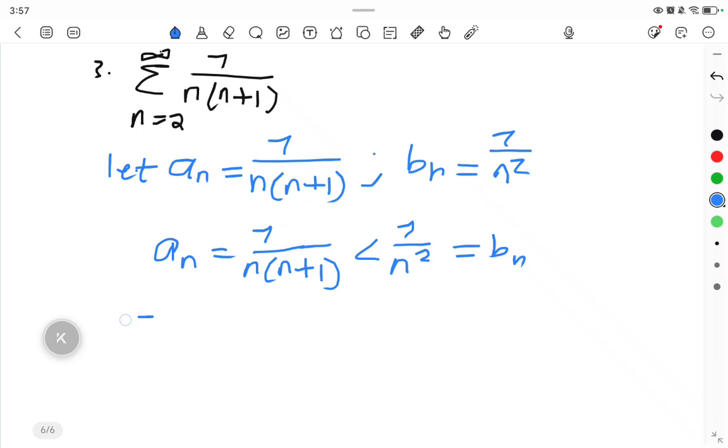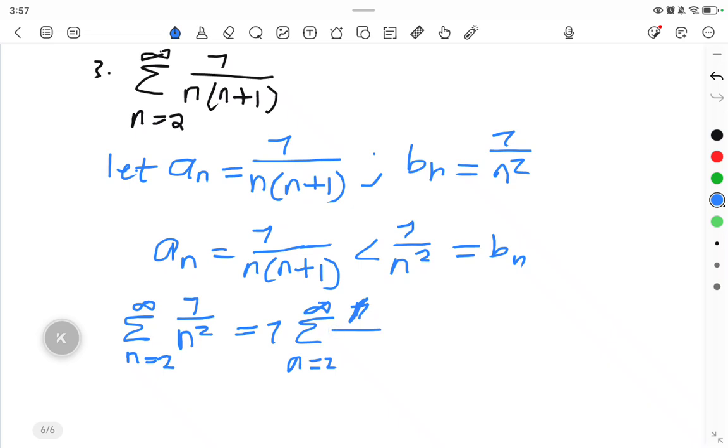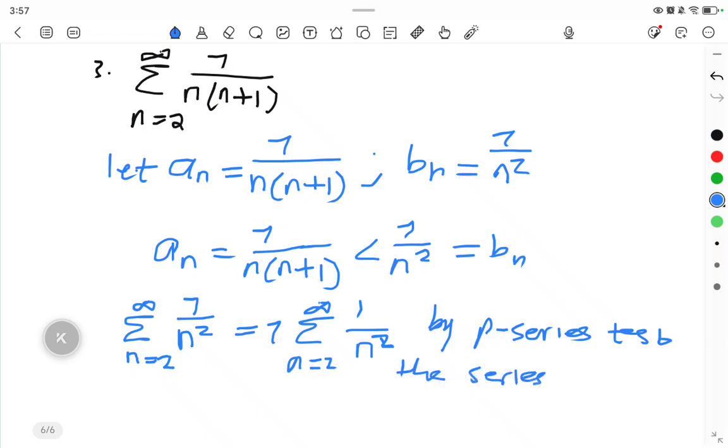So I can easily check the summation of bn. Bn is 7 over n squared. This is 7 times the summation, n equals 2, of 1 over n squared. So from here, I know that by the p-series test, the series will converge.